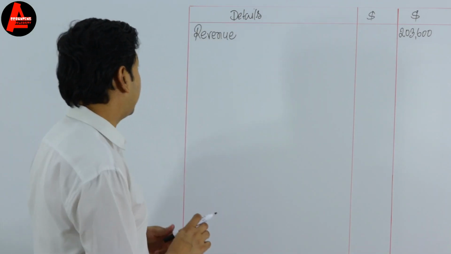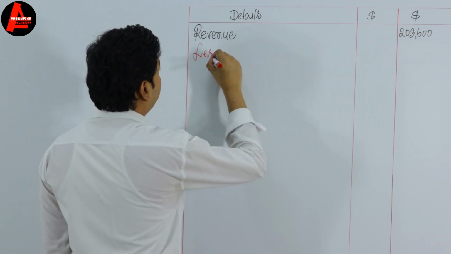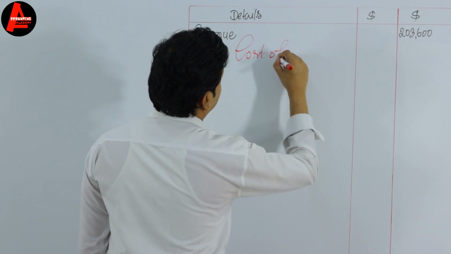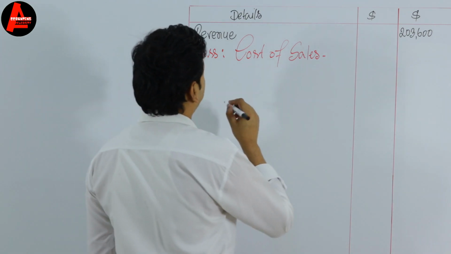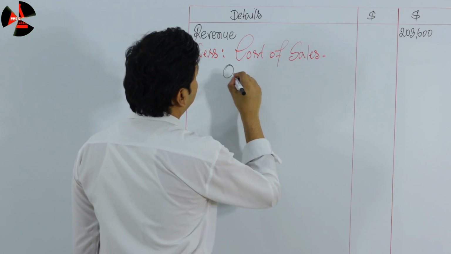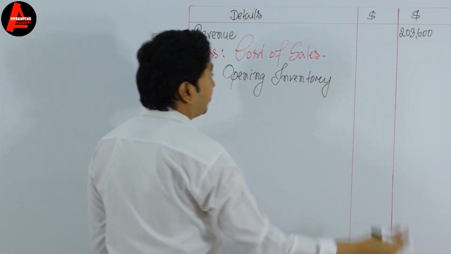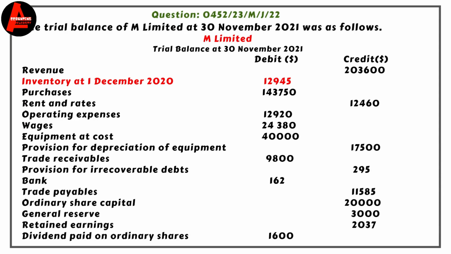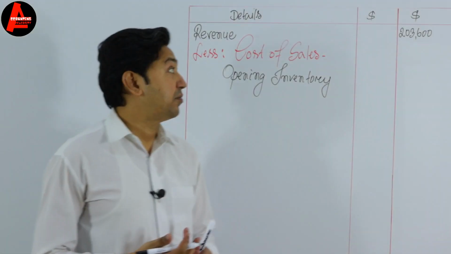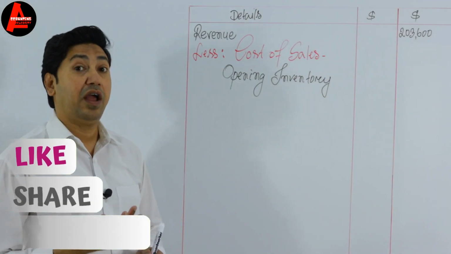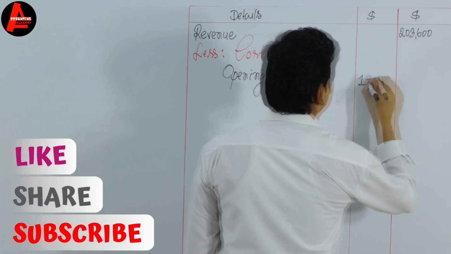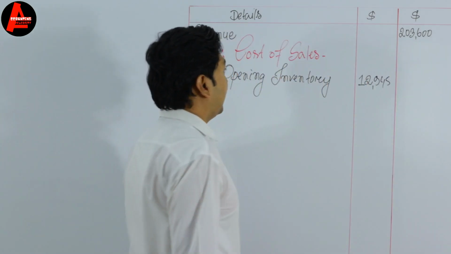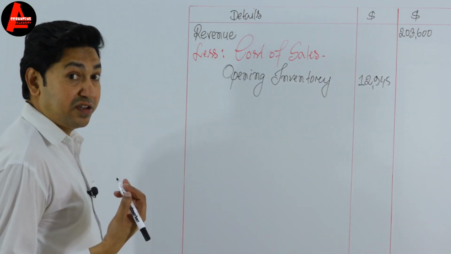So first of all we will write here less cost of sales. Under this cost of sales our first item is opening inventory, right? So let us write here opening inventory. Look at the question. We have opening inventory, 12,945, inventory at 1st December 2020. This 1st December 2020 is the beginning of the accounting period, so it is an opening inventory. So we will write here $12,945.